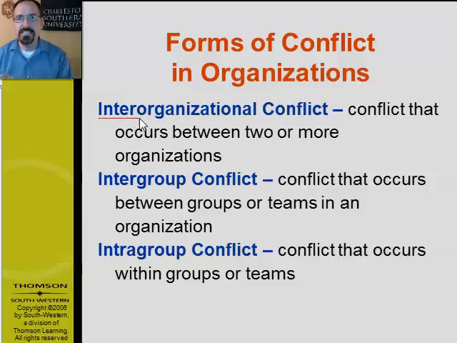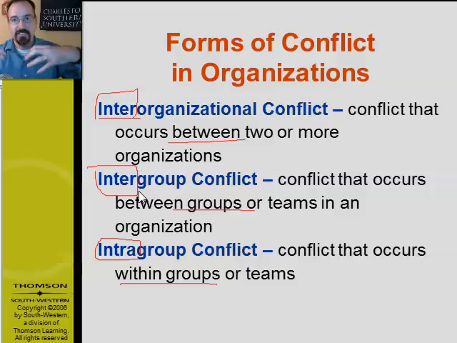So, for example, inter-organizational conflict is conflict that occurs between two or more organizations. That's inter, as opposed to intergroup. Okay, inter-organization is between two or more organizations. Intergroup is between two or more groups. Intra, I-N-T-R-A, group conflict occurs within the group. So inter is between two different entities. Intra is within the entity.